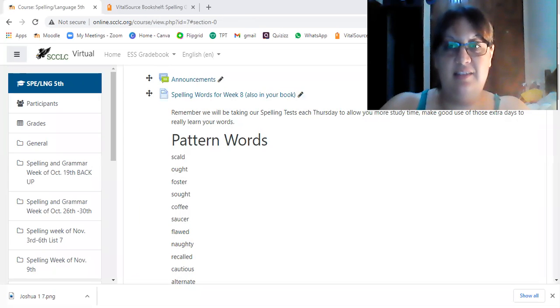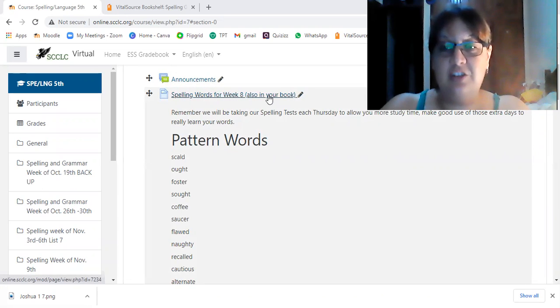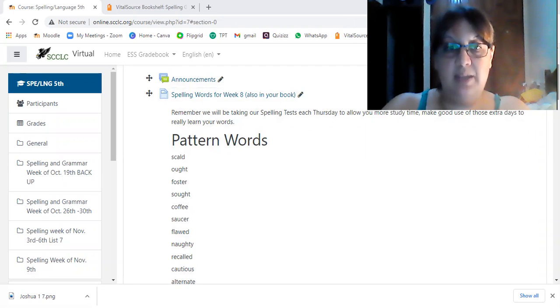As you can see, this is here on Moodle for you at the top of your spelling section, right under where it says announcements. It says spelling words for week 8. They're also in your spelling book, so you could go to your Vital Source bookshelf and open up your spelling book, and they're right there as well. Remember that we're going to take the spelling test each Thursday, just like it tells you here, so that you have extra time to study throughout the week.